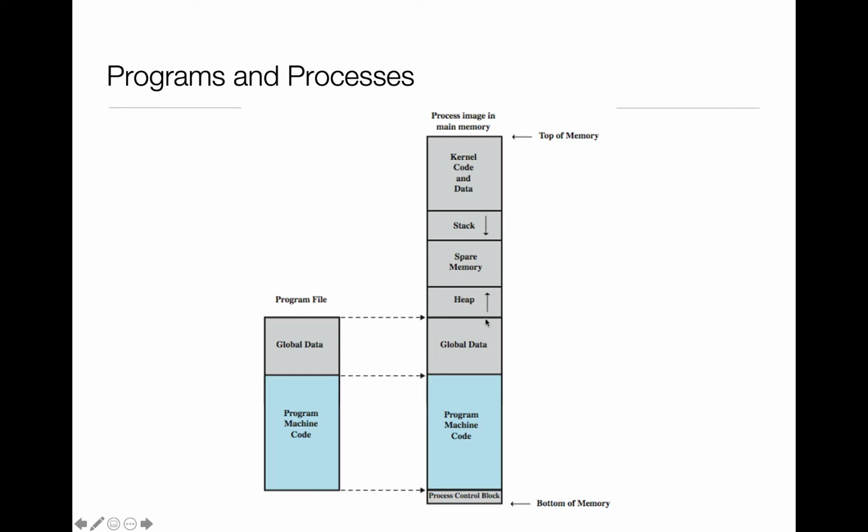And right above that, you're going to have the heap, which is essentially all the dynamically allocated variables in your program. So anything that you use, for example, in C++, where we call the function new, or in C, where you might call malloc to dynamically allocate memory, these variables will be stored in the heap. And then at the top of memory, you're going to have the kernel code and data associated with your program.